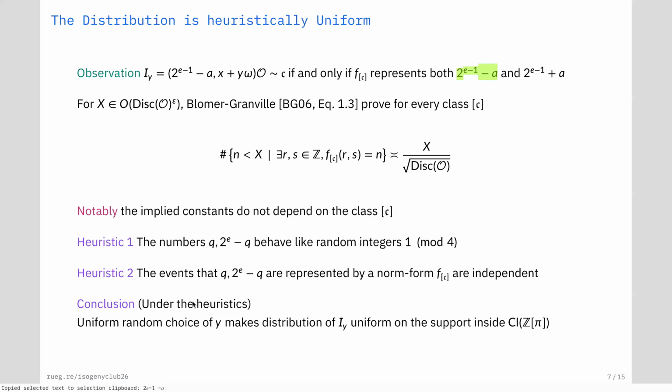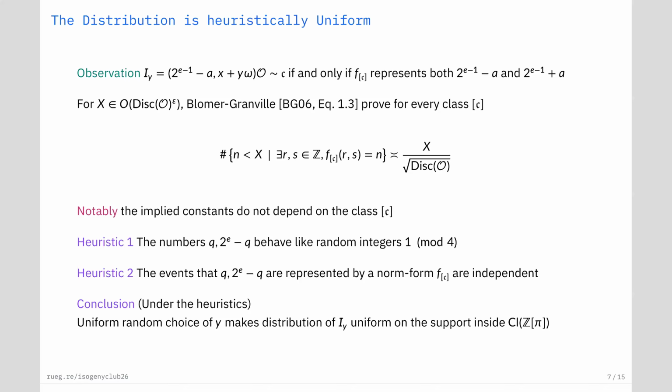And now, with these two heuristics together, we can conclude that a uniform random choice on the y that we make, and the resulting solution x and a in the entire norm equation solution, makes the ideal distribution inside the class group uniform. That's slightly hand-wavy, I agree. There are at least two heuristics on the screen. But we experimentally tested this hypothesis up to primes of size, I think, 64 bits.